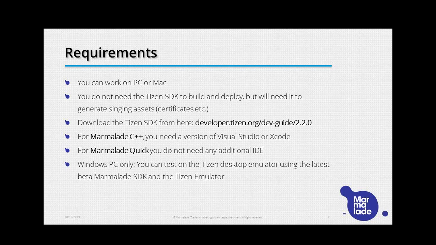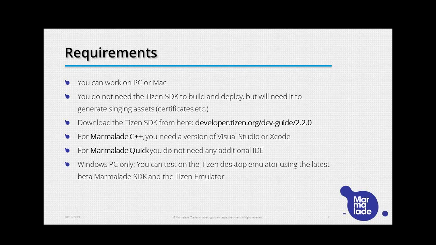You don't need the Tizen SDK to build and deploy, so all of the Tizen stuff is pre-built into Marmalade for you. Just use C++ or Lua code and hit the button to go. But once you come around to signing your build to go on the store, you do at the moment need to use the Tizen SDK to generate signing assets.